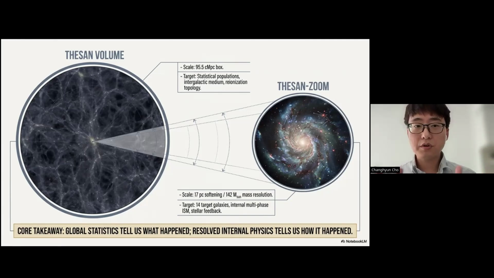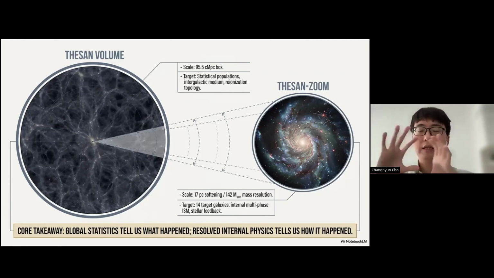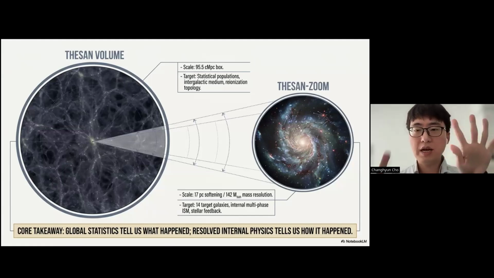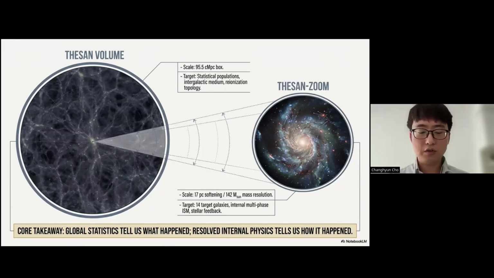Compared to THESAN or other simulations, this resolution is quite low. And the mass resolution is around the 10 to 100 solar mass scale. In this case, THESAN-Zoom is more suitable for studying the interstellar medium, the circumgalactic medium, or galaxy evolution, those kinds of things. So every simulation has its own purpose. If you want to use the simulation data, try to look at those purposes more carefully.